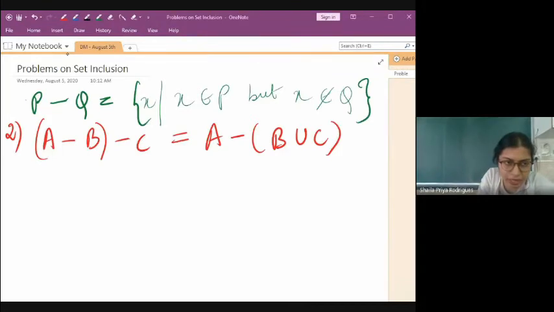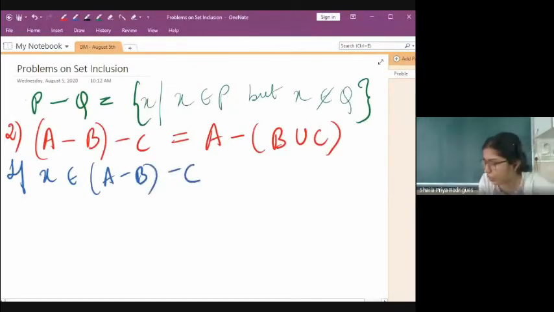You take a random element x in the first set, which is A minus B minus C. Now, if x is a part of this set, A minus B minus C, what conditions does it satisfy? What does it mean to say that x is a part of this set? We have to use the definition of difference. If x is a part of P minus Q, then x belongs to P but does not belong to Q.